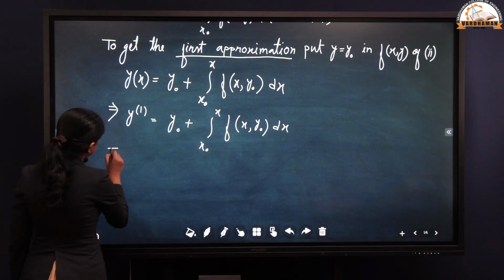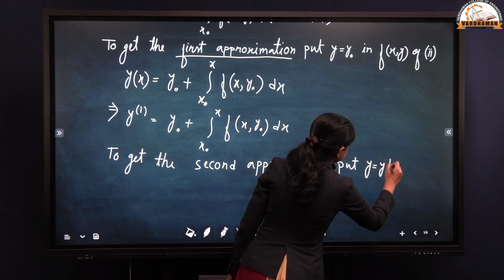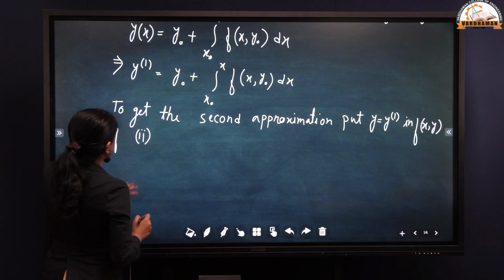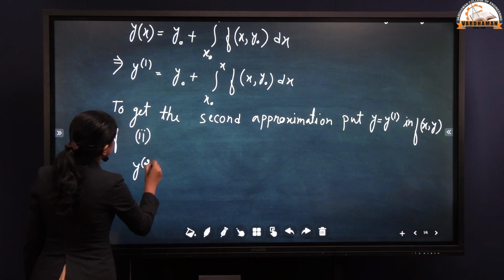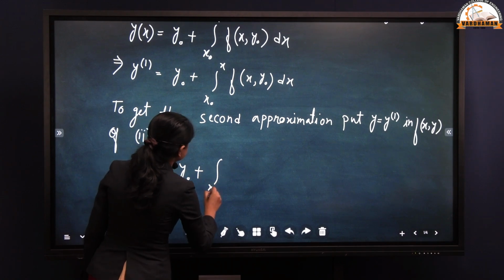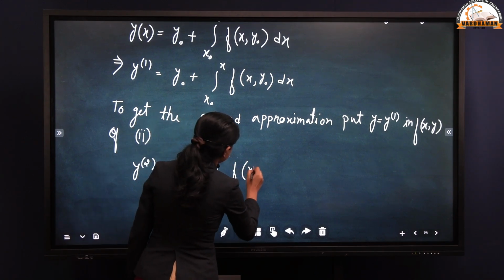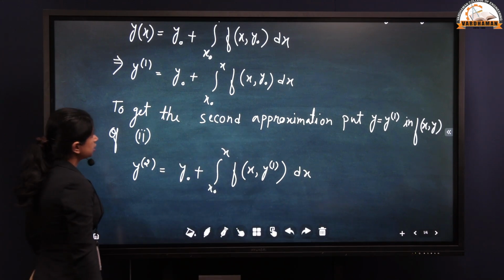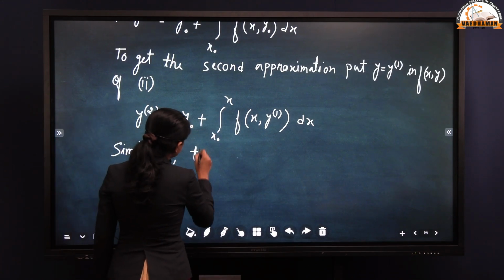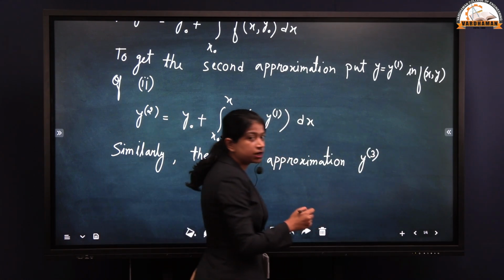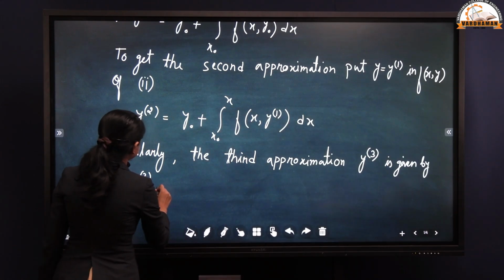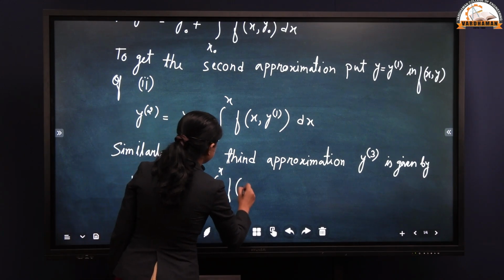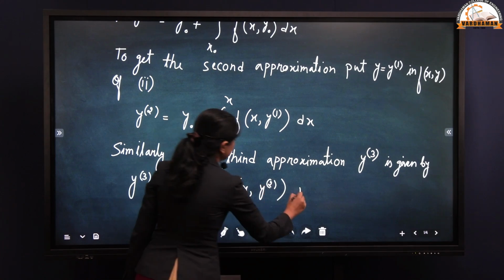Now to get the second approximation, put y equal to the first approximation of y in f of x, y of equation 2. So what we will get? Second approximation y2 is equal to y naught plus integration x naught to x f of x, first approximation of y dx. Similarly, we can get the third approximation y3, which is given by y3 is equal to y naught plus integration x naught to x f of x, second approximation of y dx.